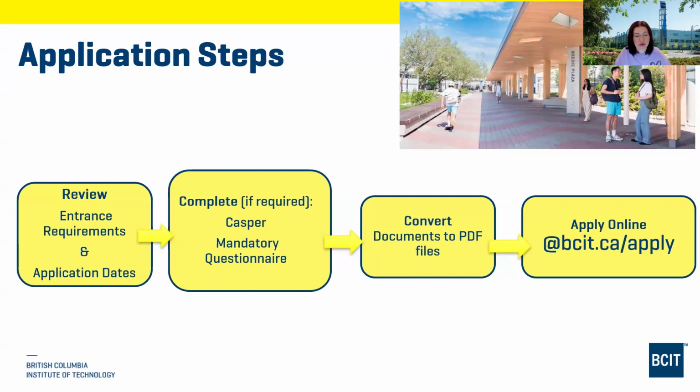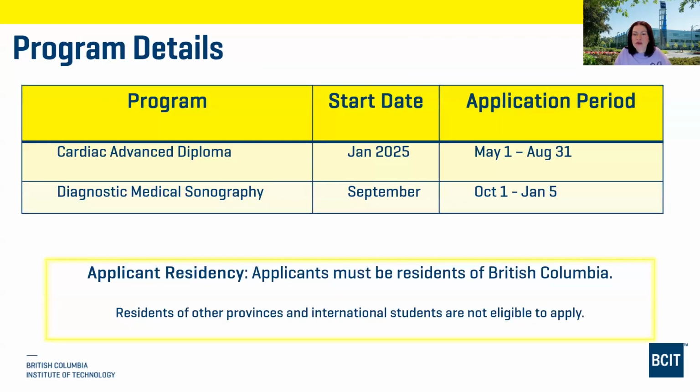So for the program details, the DMS diploma program has one intake each year, every September. The application window is October 1st through January 5th. So for example, for the September 2024 intake, the application window was October 1st, 2023 through to January 5th, 2024.